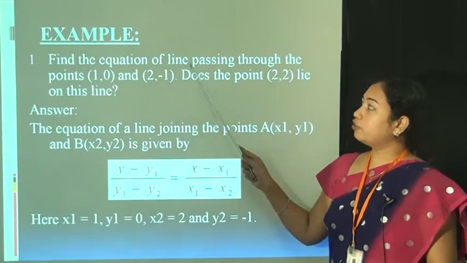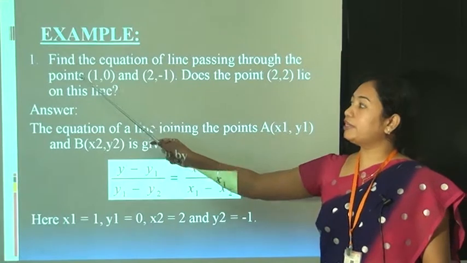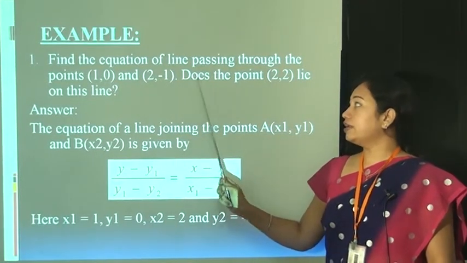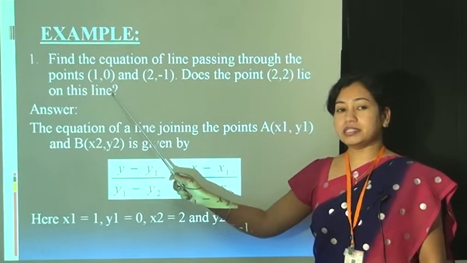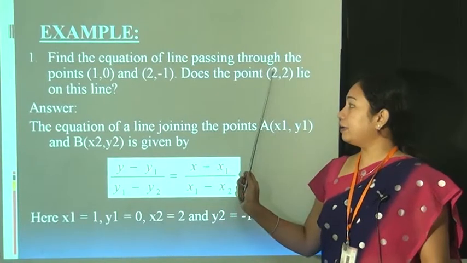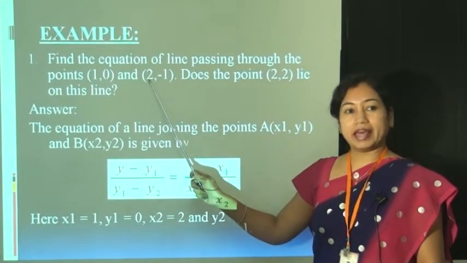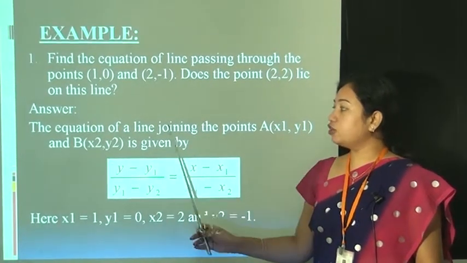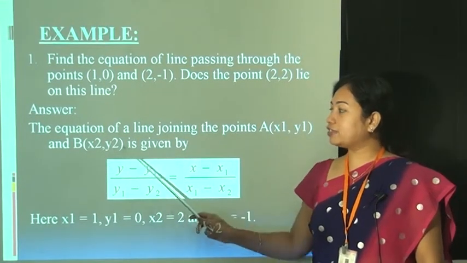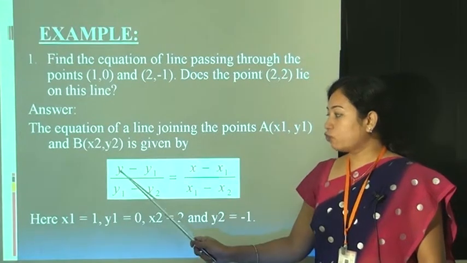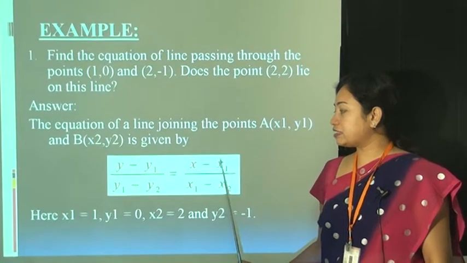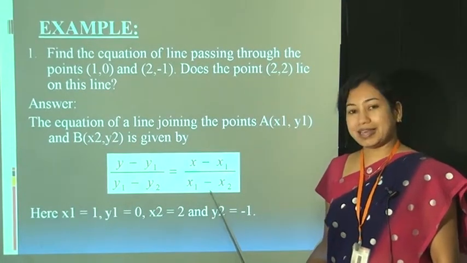Find the equation of line passing through the points (1, 0) and (2, -1). And another question is, does the point (2, 2) lie on this line? That means we have to check whether this point lies on this line or not. So the equation of a line joining the points A(x1, y1) and B(x2, y2) is given by y minus y1 upon y1 minus y2 is equal to x minus x1 upon x1 minus x2.